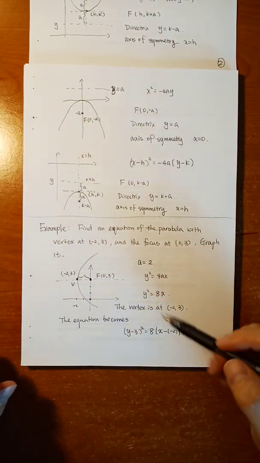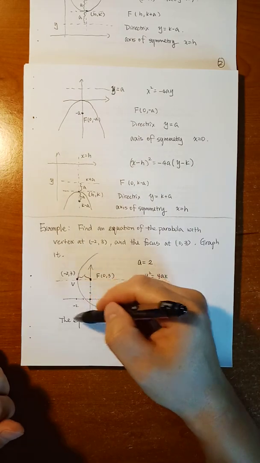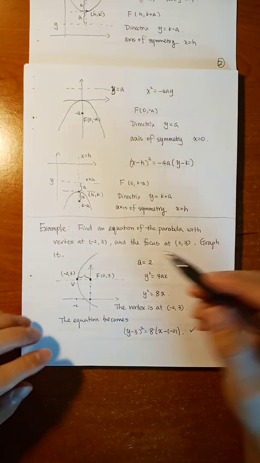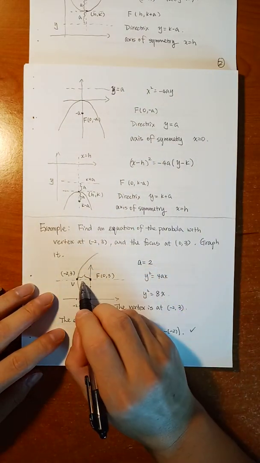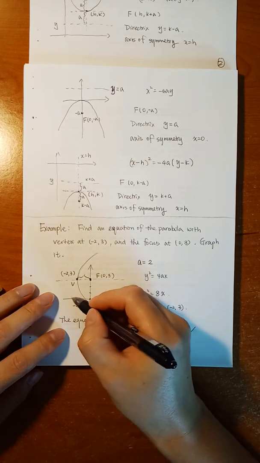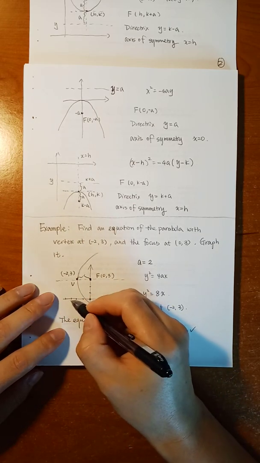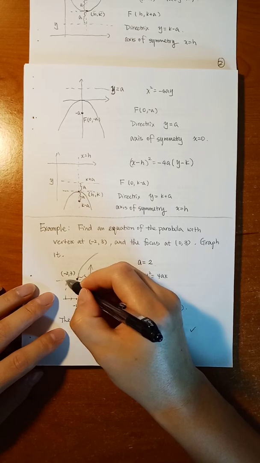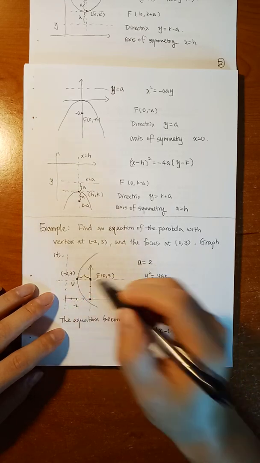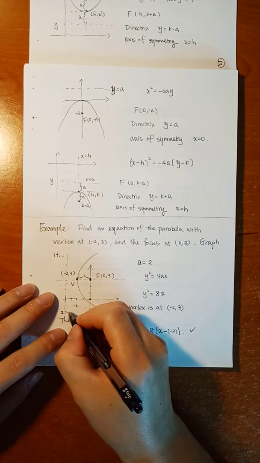Okay, so we finish it, and the graph is more or less like this. You just put the directrix. Remember, the directrix has the same distance. Here it's 2, so the directrix also has 2 units. So -3, -4. The directrix is here. This is x equal to -4.